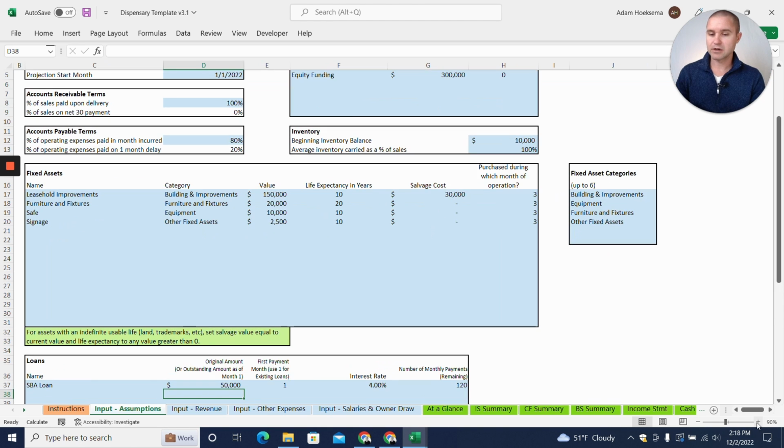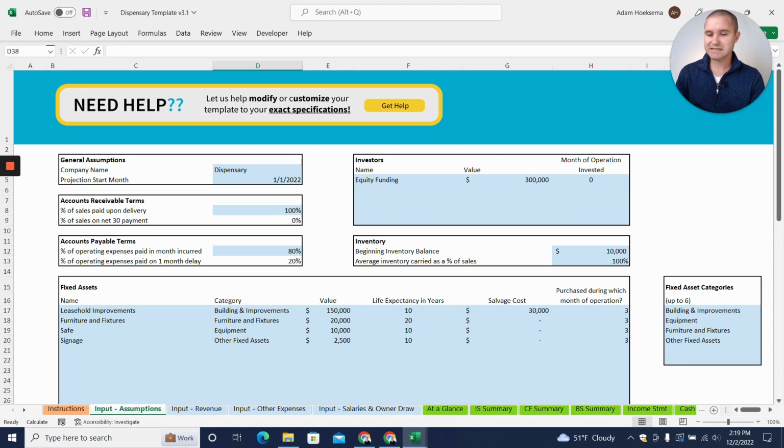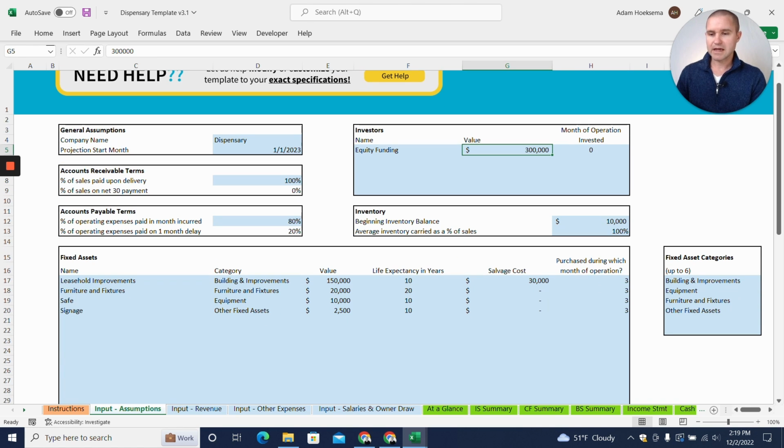And the first thing you want to note is that any cell highlighted in blue is an assumption that you can change. So we're going to say, let's start this business on January 1st, 2023, and equity, we're going to invest $300,000, or we're looking for investors for $300,000 in initial equity investment. You can add inventory assumptions, so some initial beginning inventory balance, the average inventory that you'll carry as a percentage of sales. So if we say 100%, that means basically you have 1 month worth of inventory on hand.